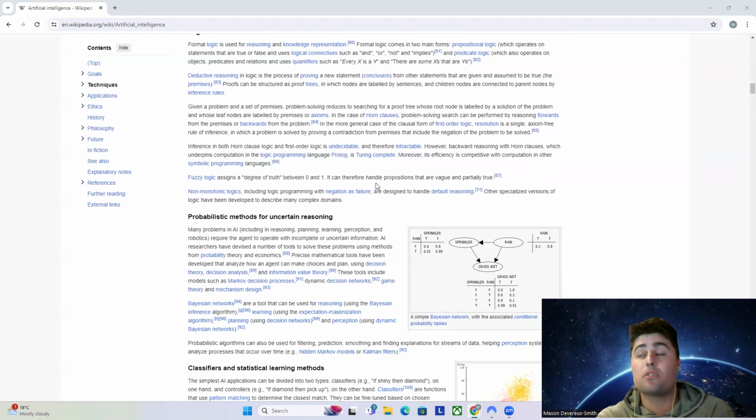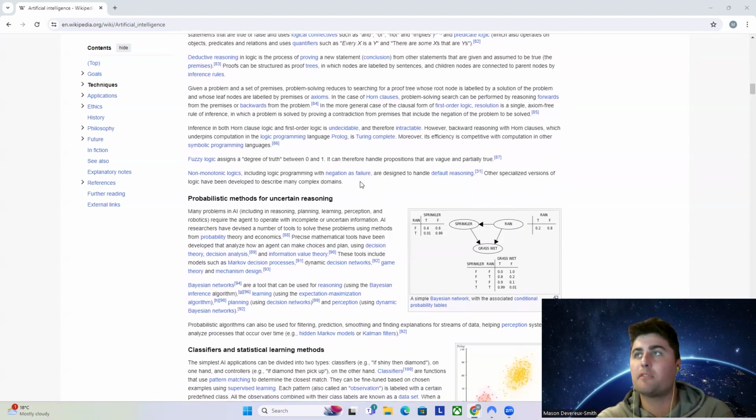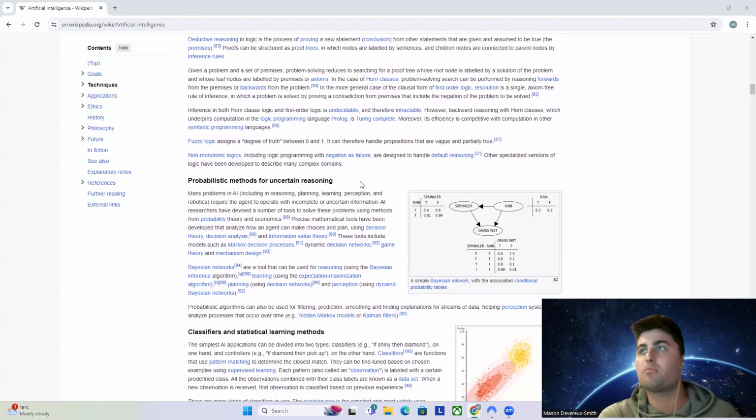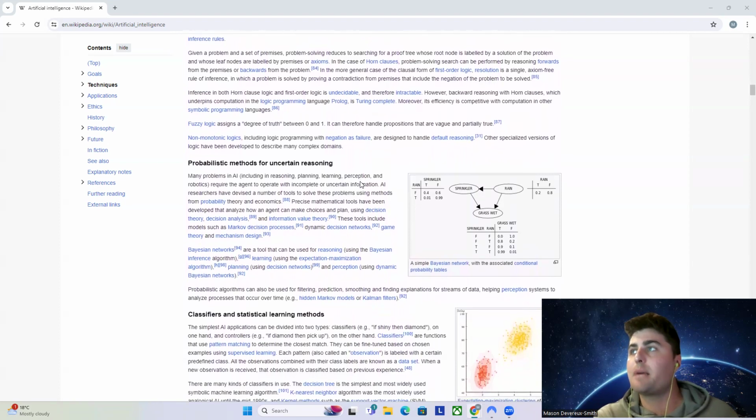There is also deductive reasoning. Deductive reasoning in logic is the process of proving a new statement or conclusion from other statements that are given and assumed to be true, which are the premises. Proofs can be structured as proof trees, in which nodes are labeled by sentences and children nodes are connected to parent nodes by inference rules. Given a problem and a set of premises, problem solving reduces to searching for a proof tree whose root node is labeled by a solution of the problem and whose leaf nodes are labeled by the premises or axioms.